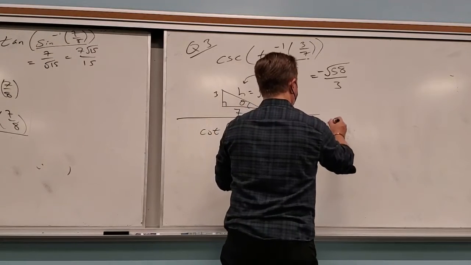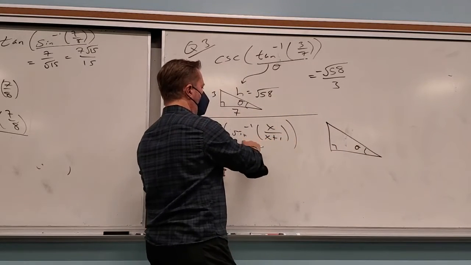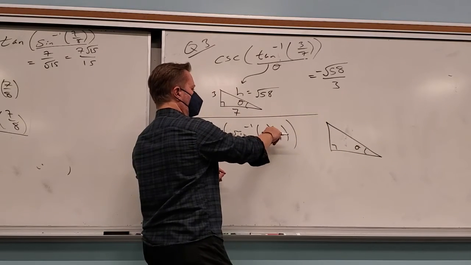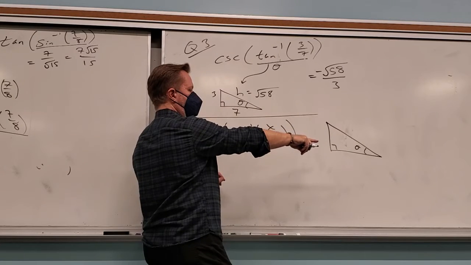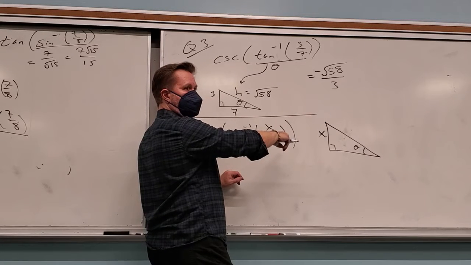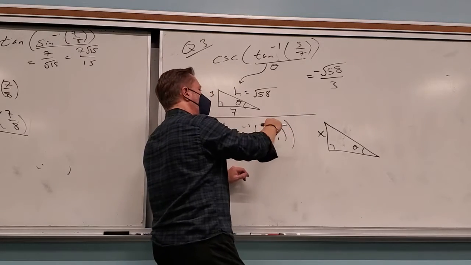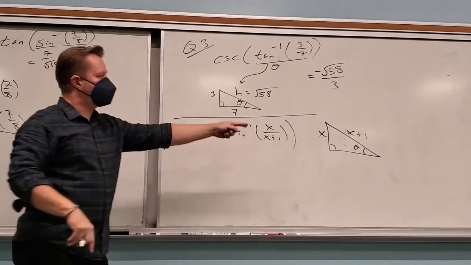What's true about this triangle? It's a right triangle, sure. The angle has a sine that gives me this. So where does the x go? On the y side. And where's the x plus 1? Hypotenuse, because sine is the y side to the hypotenuse. It wants me to know the cotangent of that.